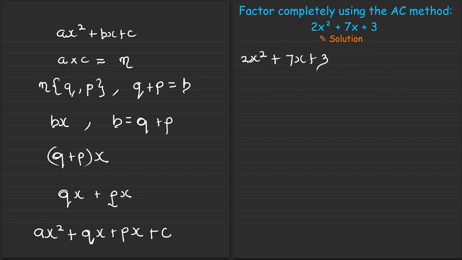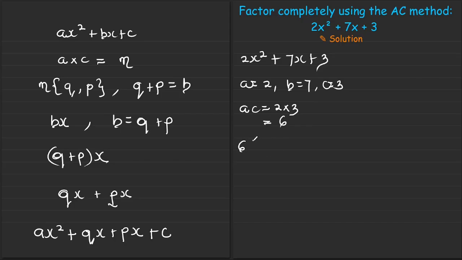Now the first thing we need to do is to take note of our A, B, and then C. So our A is equal to 2, our B is equal to 7, and then the C is 3. That is A, B, and then C. So with that, we need to find our AC. That is multiply A by C, and that is 2 times 3. This is our A, and we are multiplying it by the value of C. That simply gives us 6.